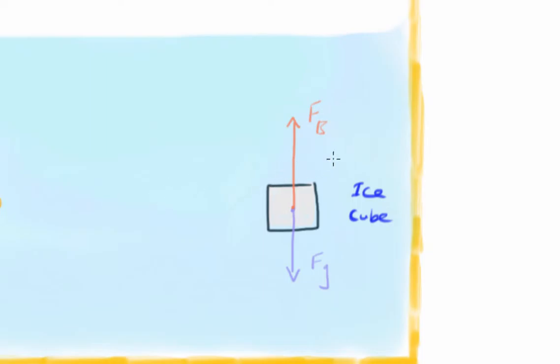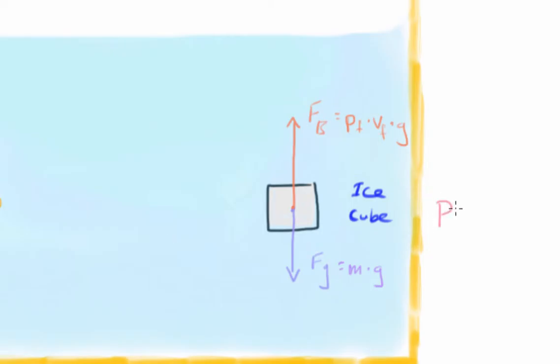The buoyant force is equal to three variables multiplied together. It's equal to the density of the fluid, rho sub F, times the volume of the fluid displaced, V sub F, times g, gravity. The gravitational force, on the other hand, is equal to mass of the ice cube times gravity. These don't really look that similar, but they are.